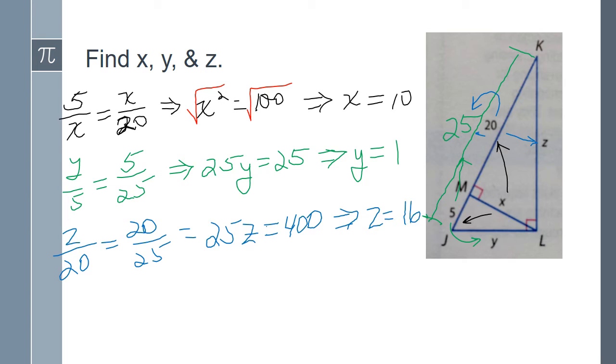Okay. Now, we could have redone this as this is equal to 4/5. And feel free to do that if you want, so that you end up with 5z equals 80. You still end up with the same answer there if you reduce beforehand.